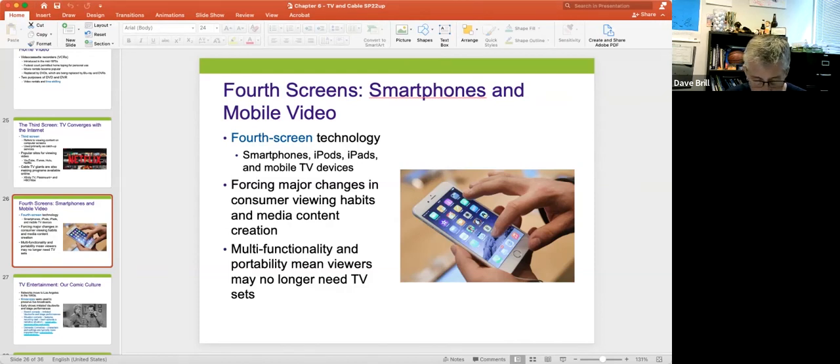I think it's amazing. By the way, by 2014, 84% of smartphone and tablet owners use these devices as an additional screen while watching television at the same time. So that means you're watching something on television and at the same time also have a phone in your hand watching something else, right? Kind of crazy. But anyway, the multifunctionality and portability means viewers may no longer need TV sets. Okay, you probably need the internet, but maybe you don't watch your stuff on television. I still do because I like the big size of it, but that's just me.